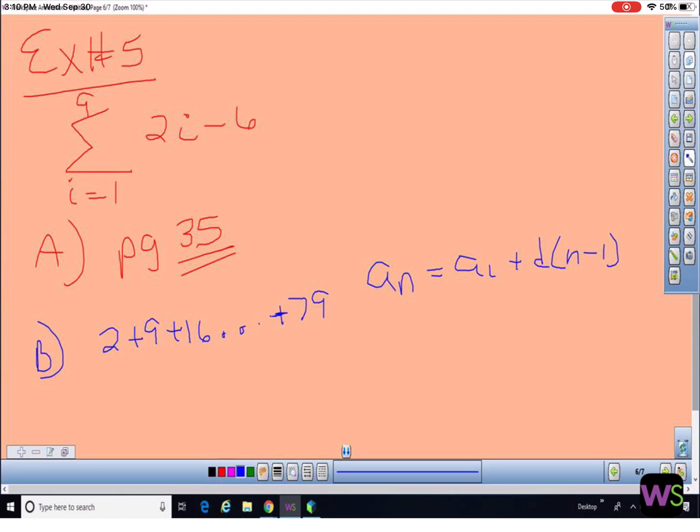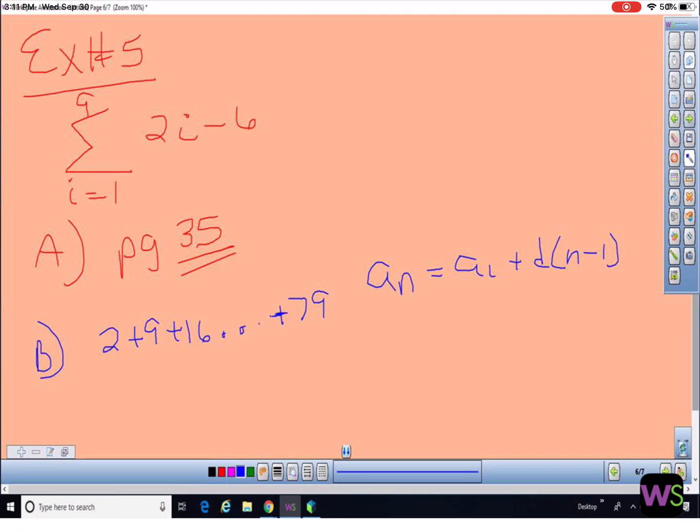So B says, how can you write a series 2 plus 9 plus 16 plus and so on, all the way to plus 79 in sigma notation? What is the sum? So in sigma notation, notice they're going to use your arithmetic sequence, which is the same thing that they did up above, but you're going to do it without having to go through all those steps.